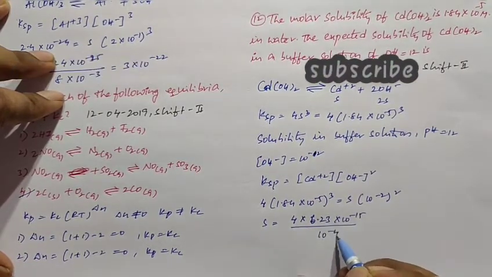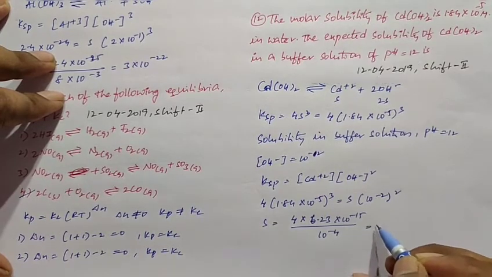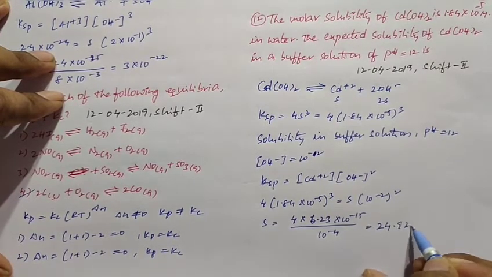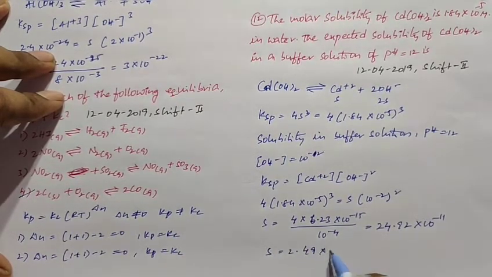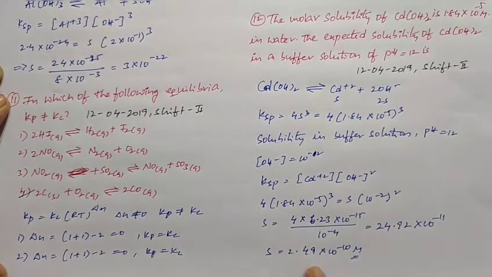10 power minus 4. Then after simplification you get 24.92 into 10 power minus 11. Then solubility is taken as 2.49 into 10 power minus 10 molar. So this is the concentration asked. Okay students, so this is the next question.